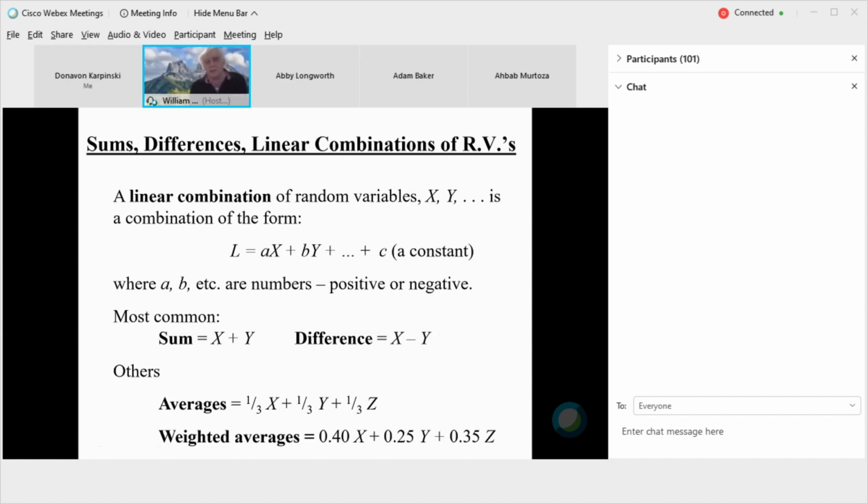Some simple linear combinations: the sum, where A is +1, B is +1. The difference, where A is +1, B is -1. An average of the 3 values, 1/3 X plus 1/3 Y plus 1/3 Z. With weighted averages, the constants that we multiply add up to 1, and some are larger than the others.